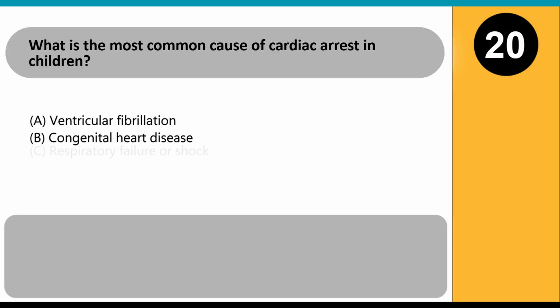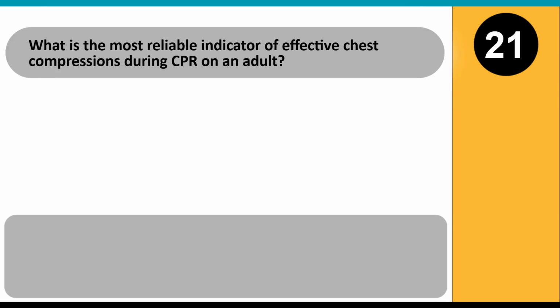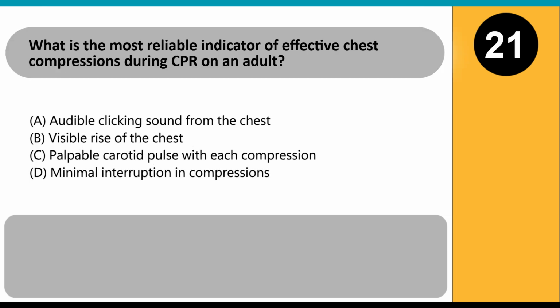What is the most common cause of cardiac arrest in children? A. Ventricular fibrillation. B. Congenital heart disease. C. Respiratory failure or shock. D. Hypothermia. Answer: C. Pediatric cardiac arrest is usually secondary to hypoxia or shock, therefore, effective ventilation is crucial in pediatric resuscitation. What is the most reliable indicator of effective chest compressions during CPR on an adult?